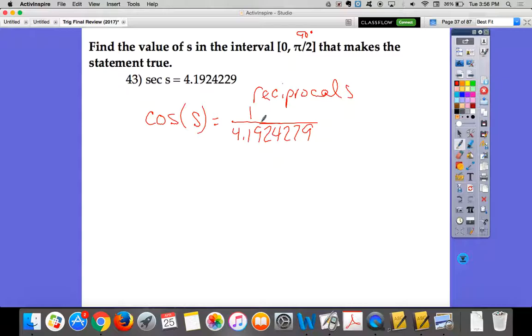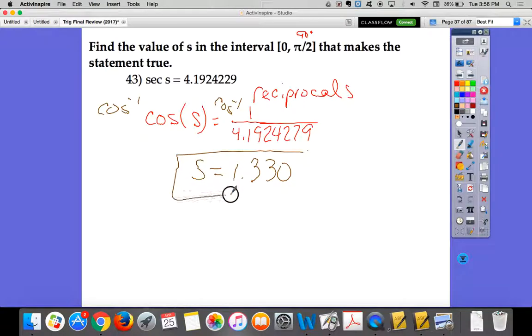Now, I need to get rid of the cosine. Remember, that is the inverse cosine, which means you're going to use your little second button. Second, cosine, and then I'm typing 1 divided by 4.1924279. And that gives me S to be 1.330 if I'm rounding to 4 places. It didn't really say where to round it to, so that's what I'm going with.